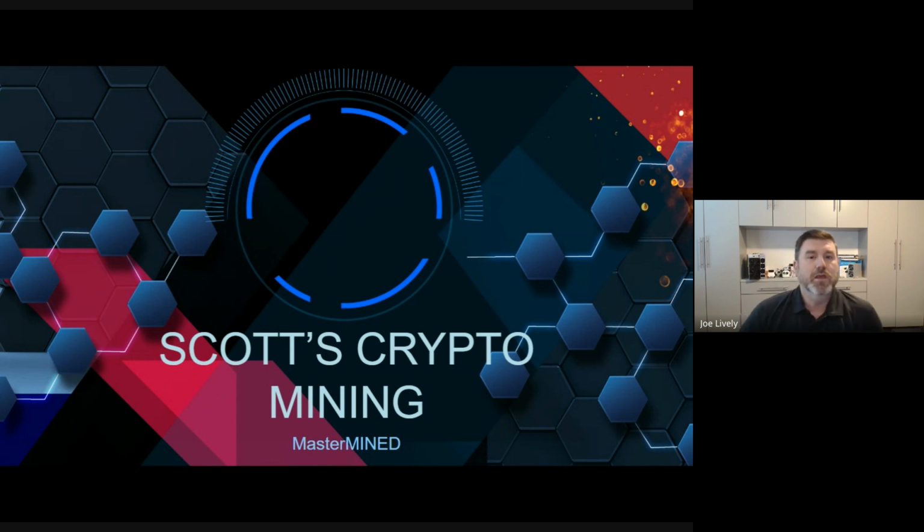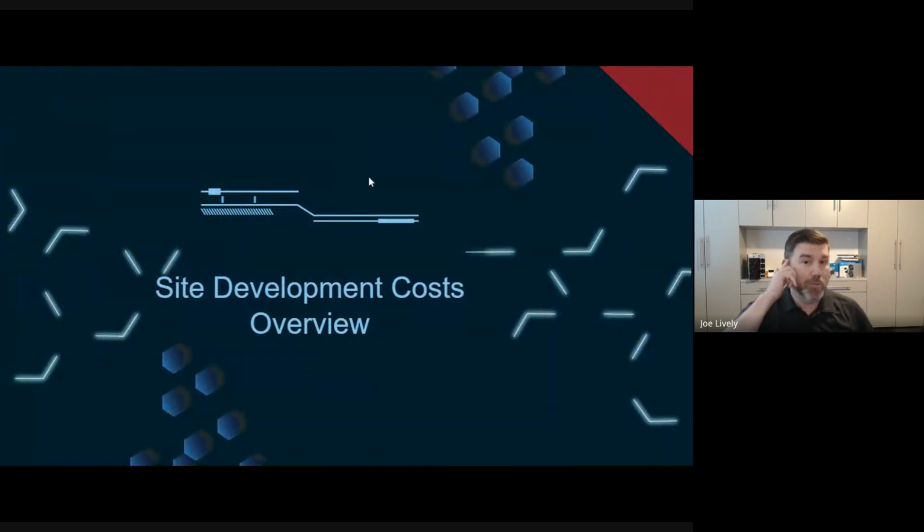And today we're going to focus on what it would actually be like to pay for the cost of building an actual mine. And there's lots of different ways to physically do that. But what we're going to do is talk about two different ways. And we're going to focus mostly on a containerized solution.